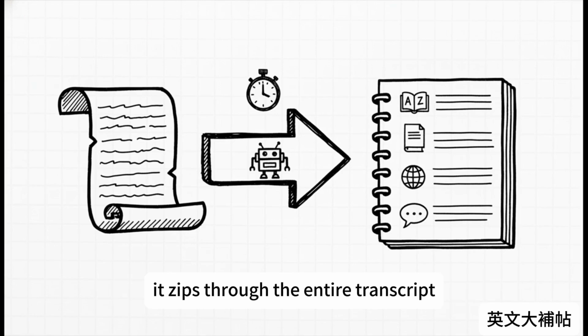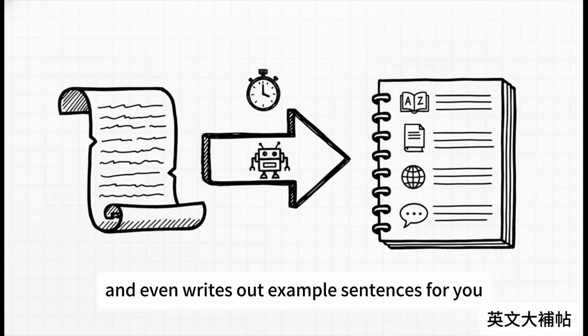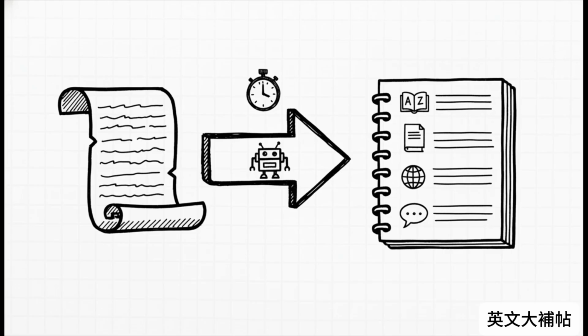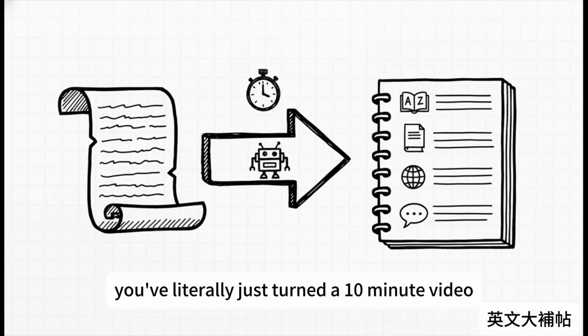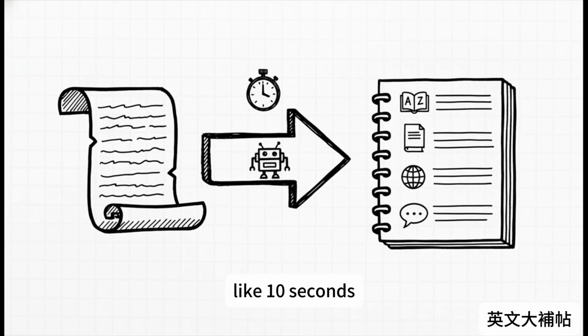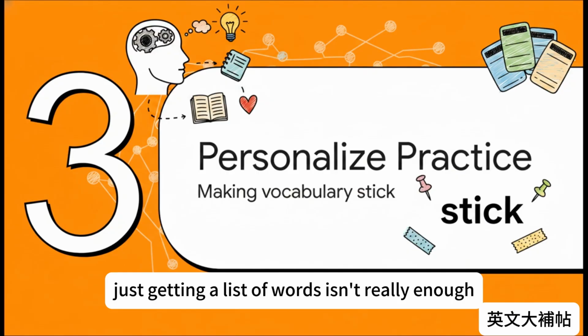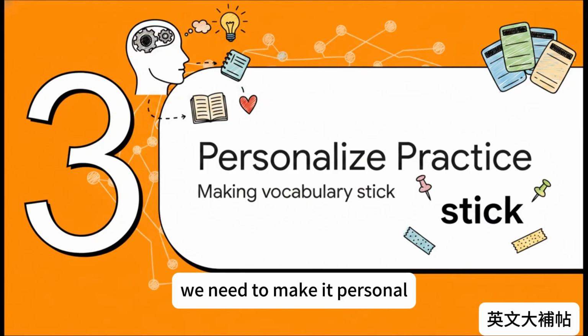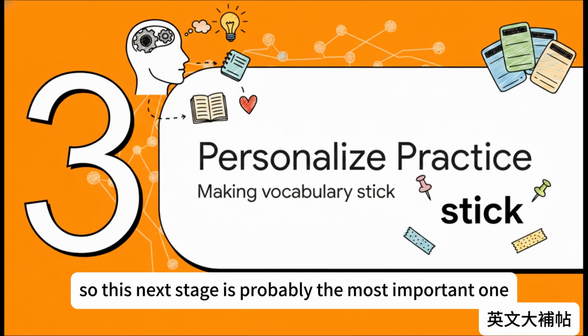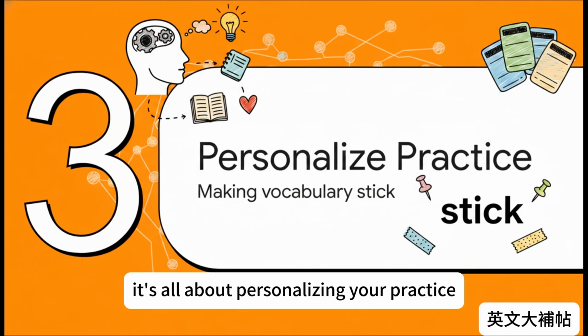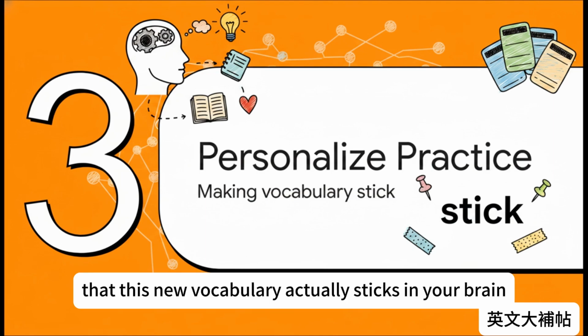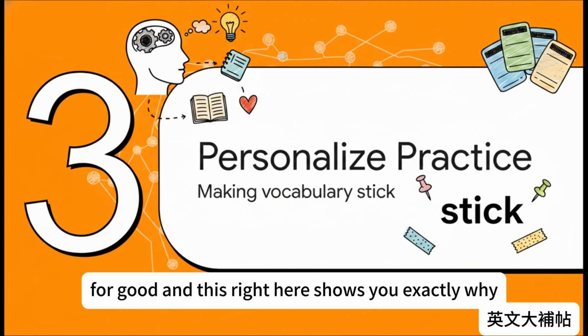It zips through the entire transcript, pulls out all the important vocabulary, gives you crystal clear explanations, provides the translations, and even writes out example sentences for you. You've literally just turned a 10-minute video into a powerhouse study guide in, like, 10 seconds. But here's the thing. Just getting a list of words isn't really enough. We need to make it personal. So this next stage is probably the most important one. It's all about personalizing your practice so that this new vocabulary actually sticks in your brain for good.